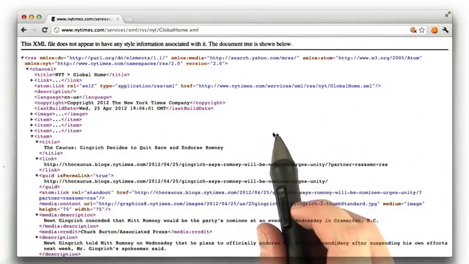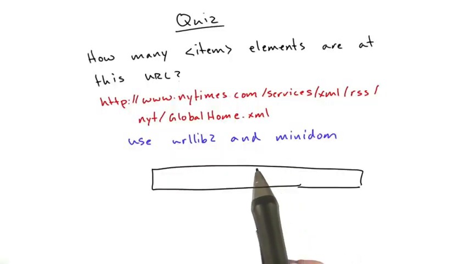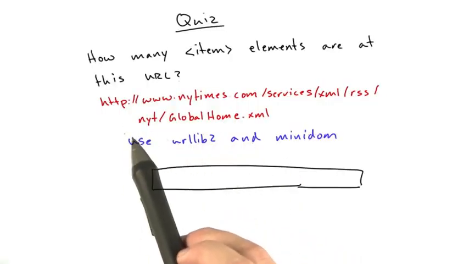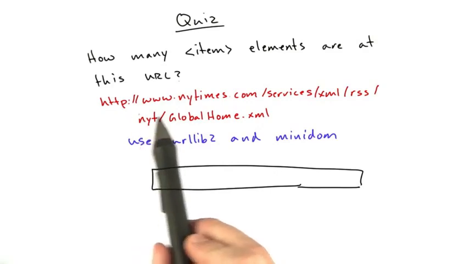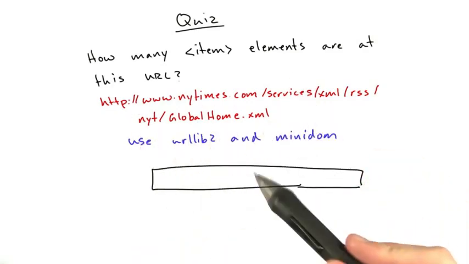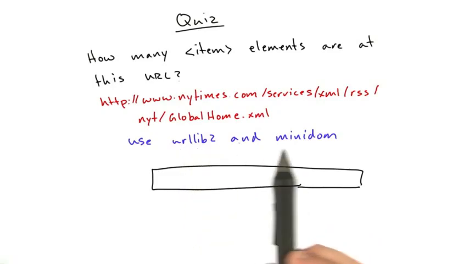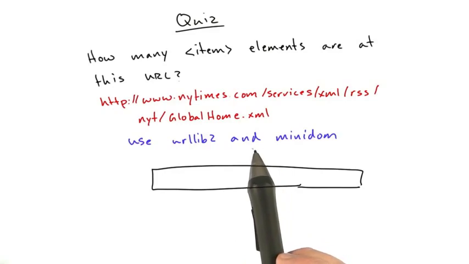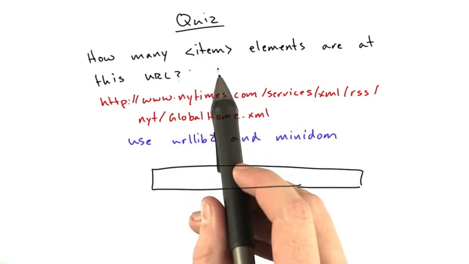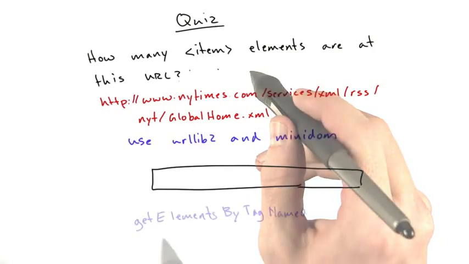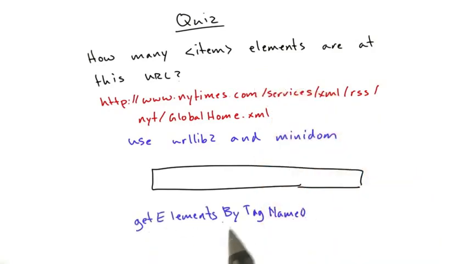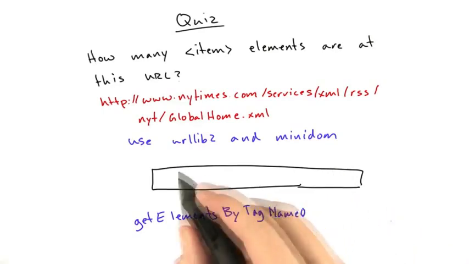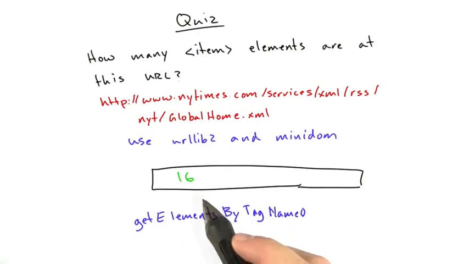Which brings us to our next quiz. The question I'd like you to answer for me is, going to that URL that we were just at, the New York Times RSS listing. Here's the URL. We'll also include this in the notes below so you can copy and paste it. Use urllib and minidom in Python to download this page and tell me how many item elements are in that listing. Remember, the function getElementsByTagName will be particularly useful to you on the minidom object. Okay, have at it. And the answer, at least at the time of writing, is 16. And if it's actually different from 16, we'll have our grading script update accordingly.